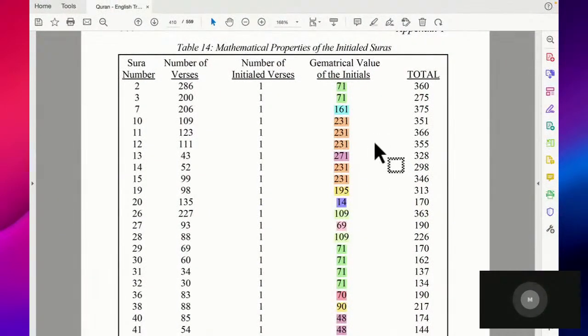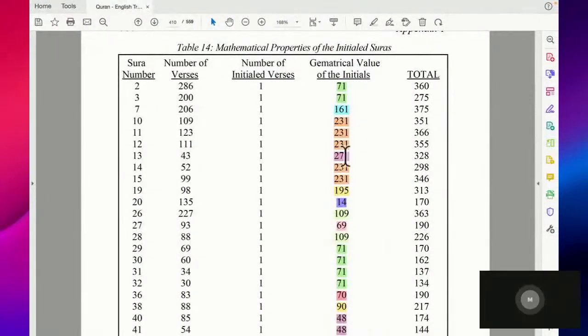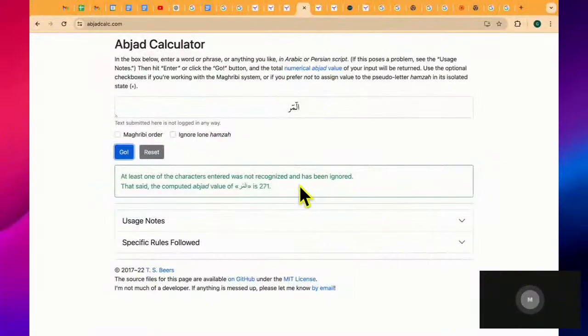Then we have Aleph Lam Ra in these surahs, 10, 11, 12, 14, and 15. And we have Aleph Lam Ra here, 231 here. And then we have Surah 13, which is different than the other surahs in this sense that it has Aleph Lam Mim Ra, 271.